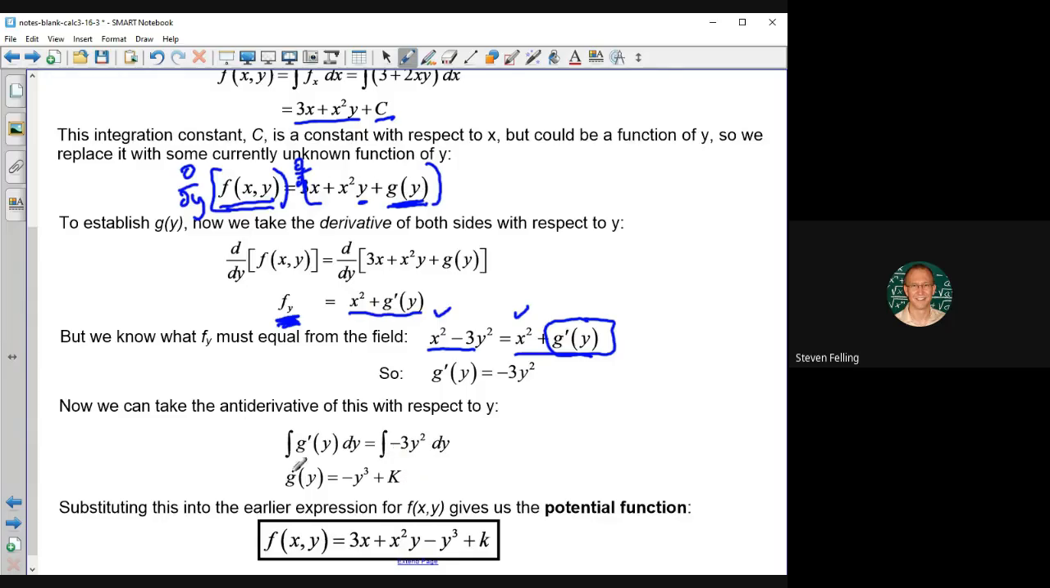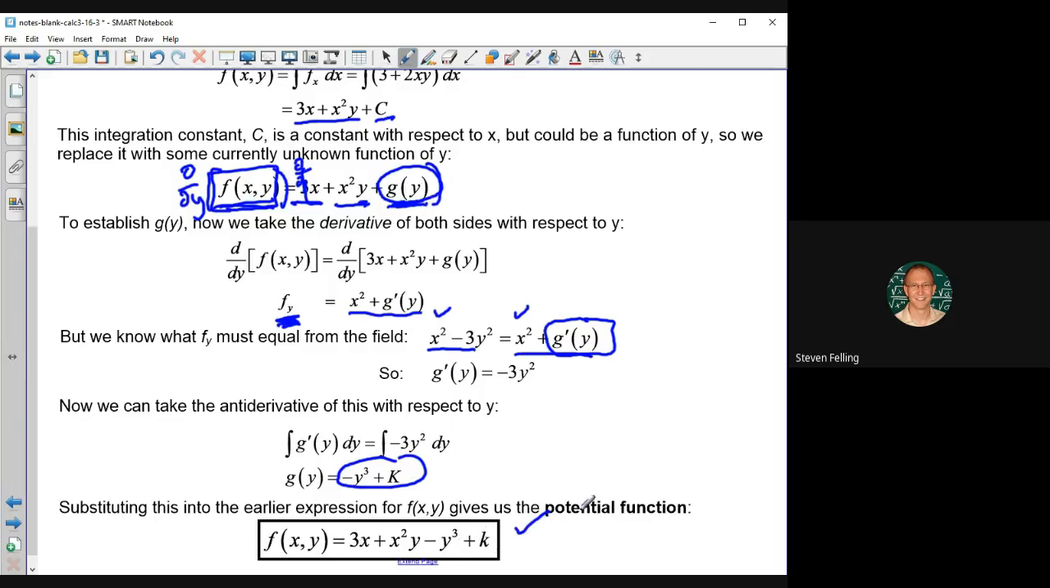Then we just substitute this expression back into here, because that was, at that point, the potential function. So now our final potential function, f as a function of x and y, is 3x plus x squared y, and then plus the g of y, which was negative y cubed plus a k.